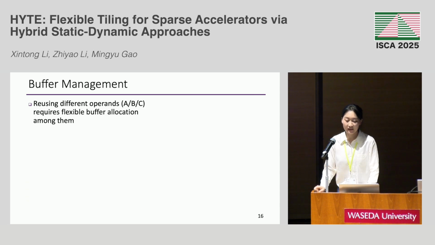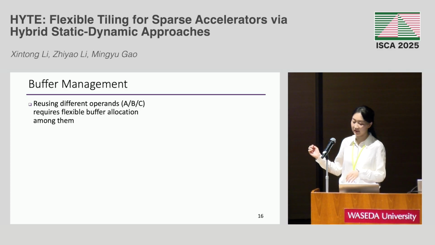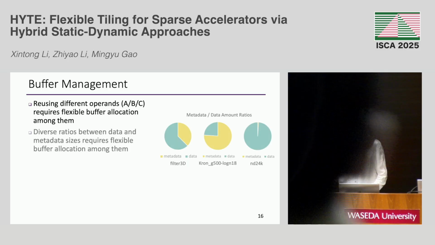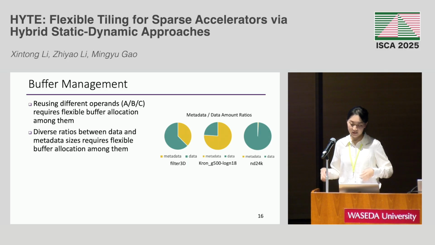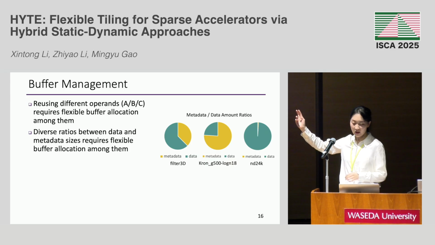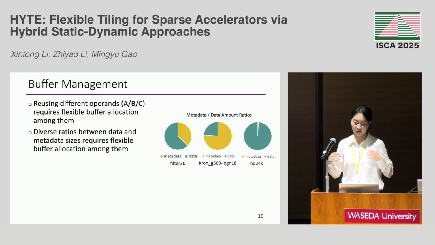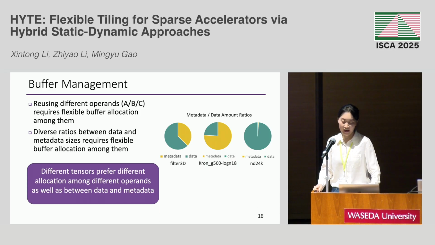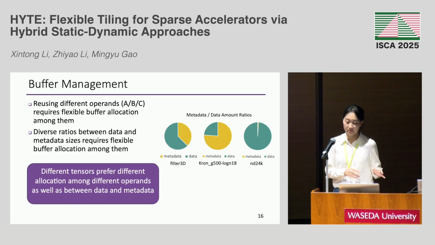Finally, since different computations require reusing different tensors, as in the previous slide, the buffer must support various allocation strategies. In addition, different tensors have diverse ratios between data and metadata, and also require flexible buffer allocation between these. Hence, different computations require different cache allocations among A, B, and C, as well as between data and metadata.